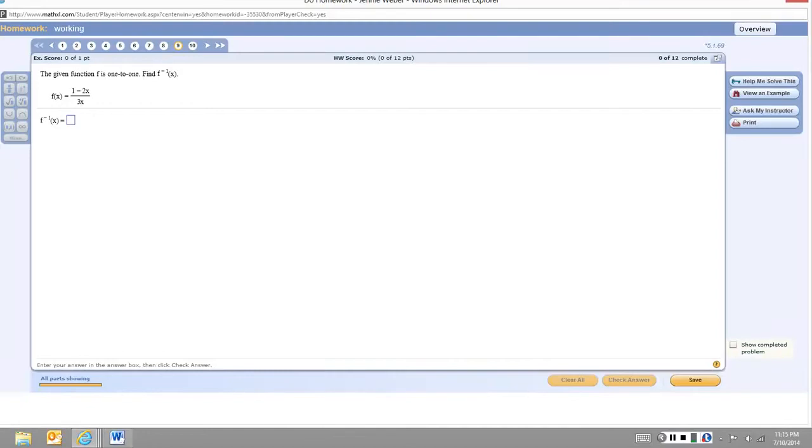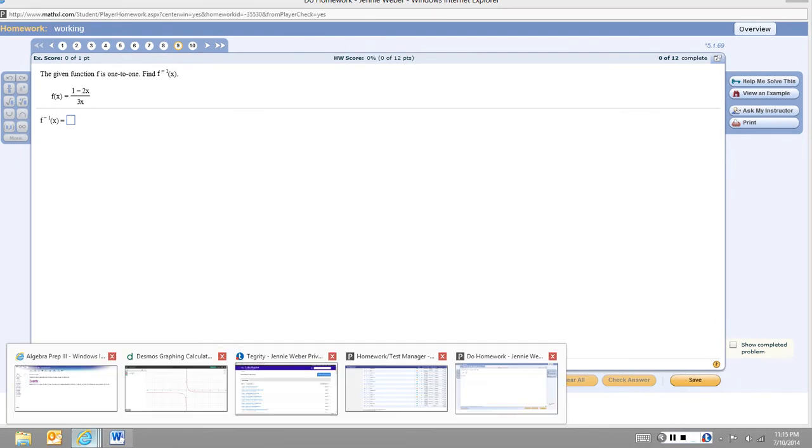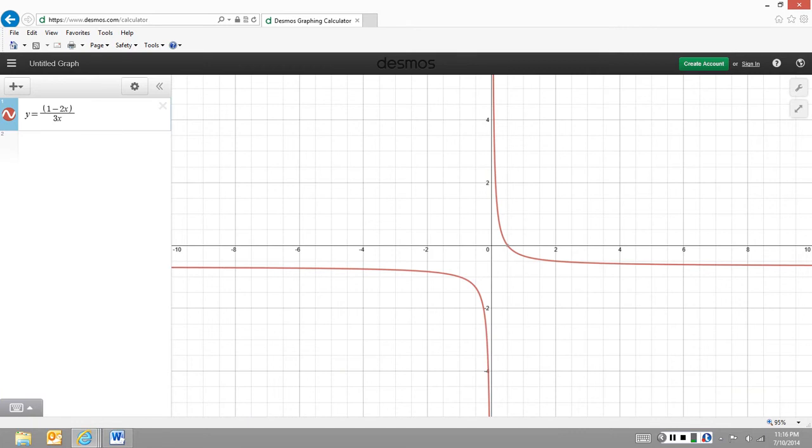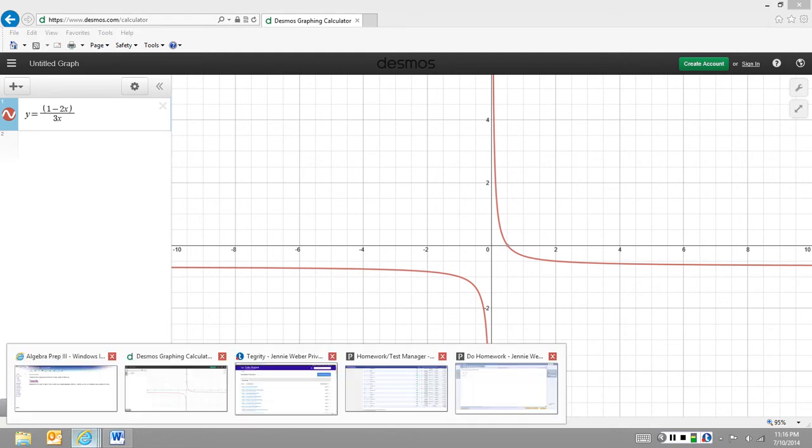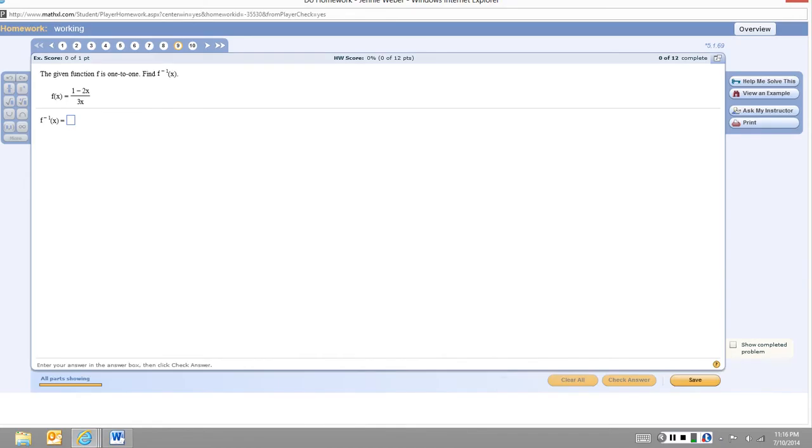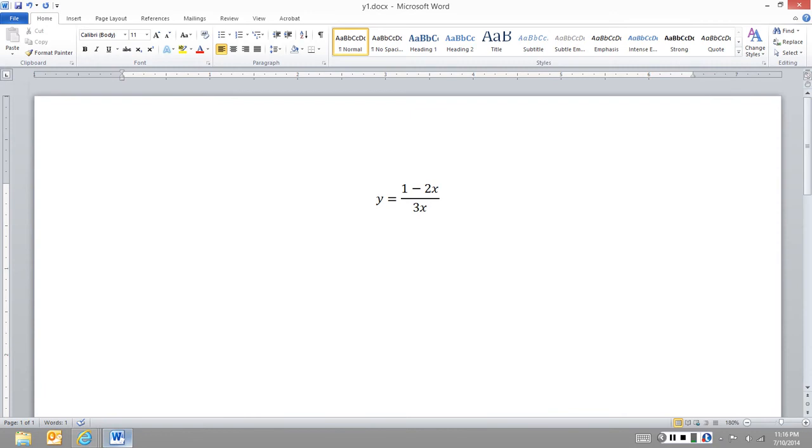Okay, we are told this given function is one-to-one, and we want to find the inverse. Now, if you weren't told that this is one-to-one, you would need to graph it first and test. And you can see I've graphed it here. We can clearly see this is one-to-one. It passes the horizontal line test because we have a vertical asymptote here, so they're never going to cross. So that would be your first step. But in this case, they've already told you. So all you have to do is start the process.